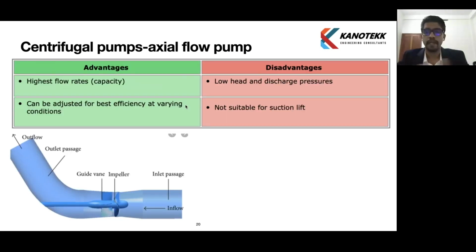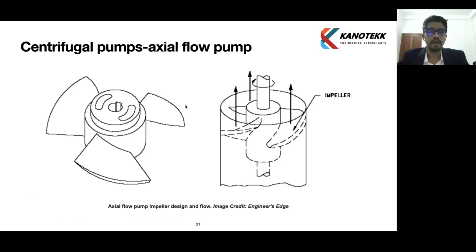Okay, what is the advantage of axial flow pump? We already discussed. It can achieve high flow rates and can be adjusted for best efficiency at varying conditions. But the disadvantage is lower head or lower discharge pressure, and it is not suitable for suction lift, because suction lift is like lifting from a tank. It is also called a propeller pump because of the shape of the impeller. It looks like a boat propeller, so it is also known as a propeller pump.